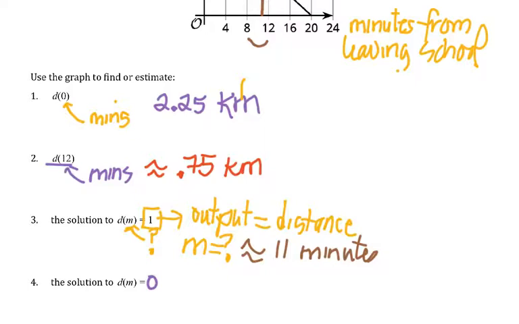So again, I want to know what is m. So what is m equal? Remember, m is the minutes. So at how many minutes is he when his distance is 0? So let's go back up.